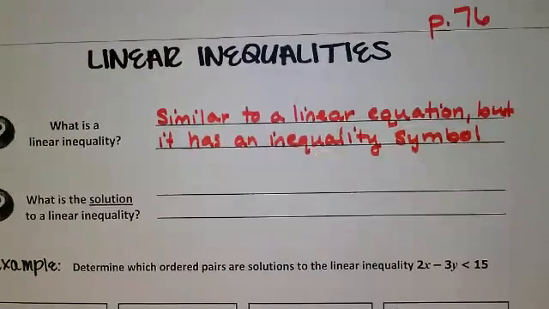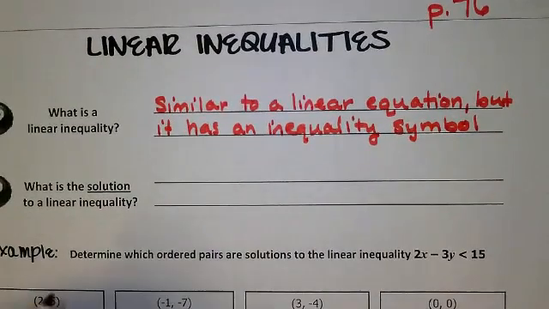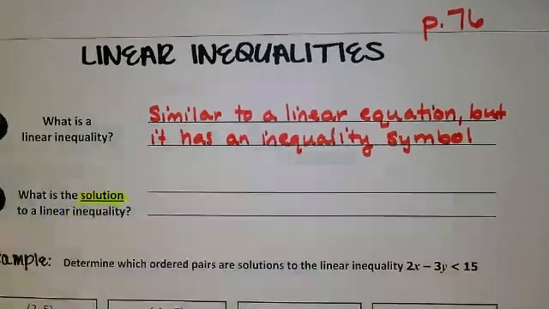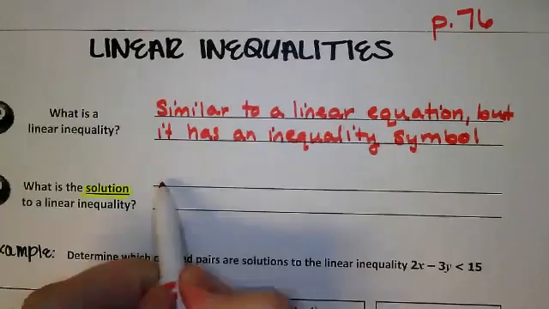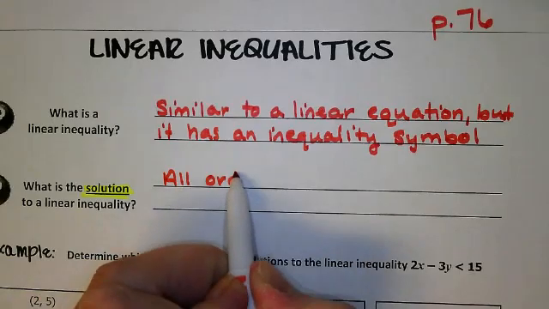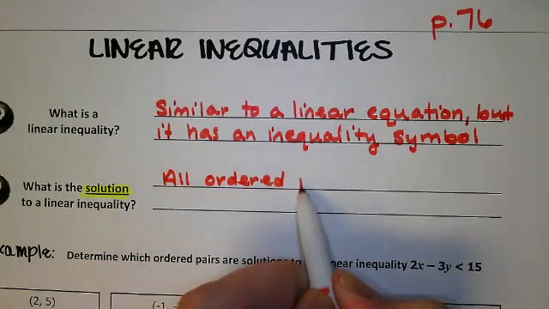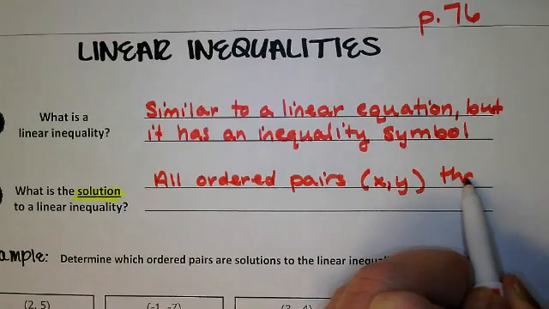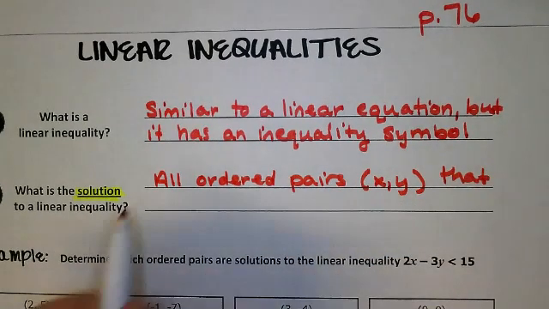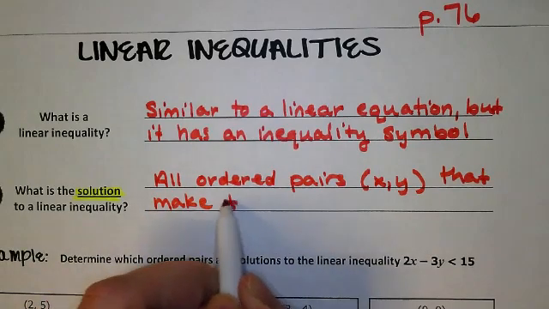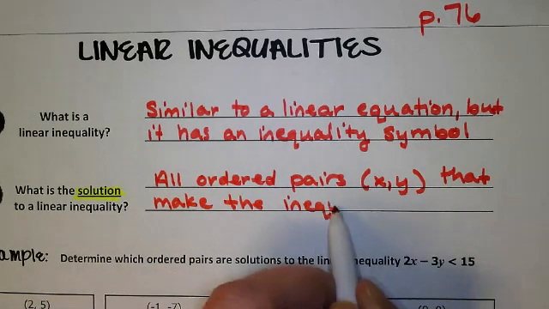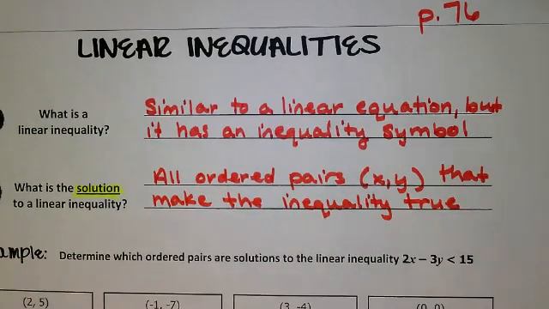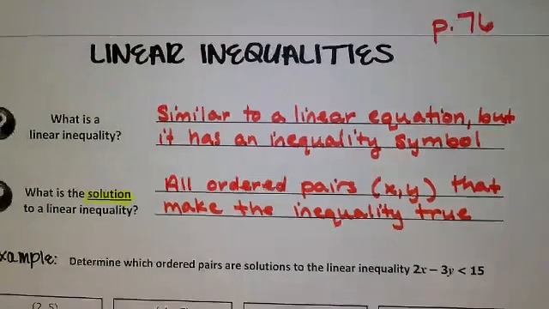Okay, so what is a solution? This is what I was trying to say before, so I'm really sorry. So your solution will be any ordered pair that makes the inequality true. All ordered pairs, x comma y, that make the inequality true. Okay, so we will go through what makes it true.